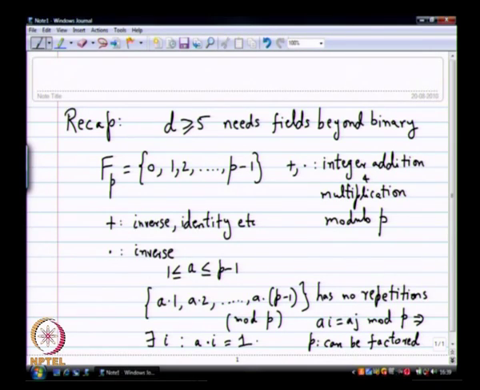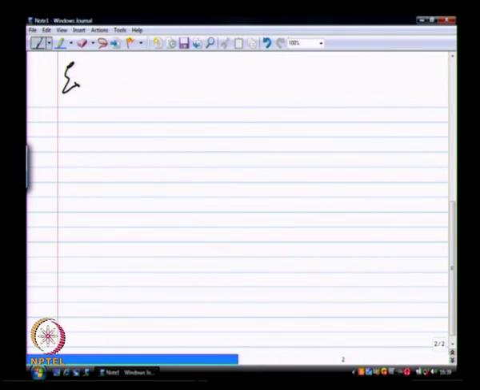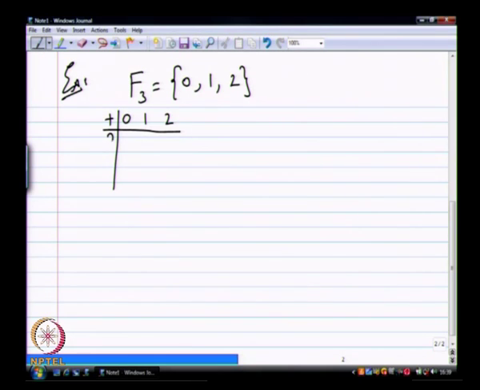You can see a few examples if you like. I do not think I did any example in the previous class, but for instance, F3 contains 3 elements 0, 1 and 2, and if you want to show how the addition operation works, you can make an interesting looking table: put 0, 1, 2 here, 0, 1, 2 here, then show how the addition operation works. Remember it is modulo 3.